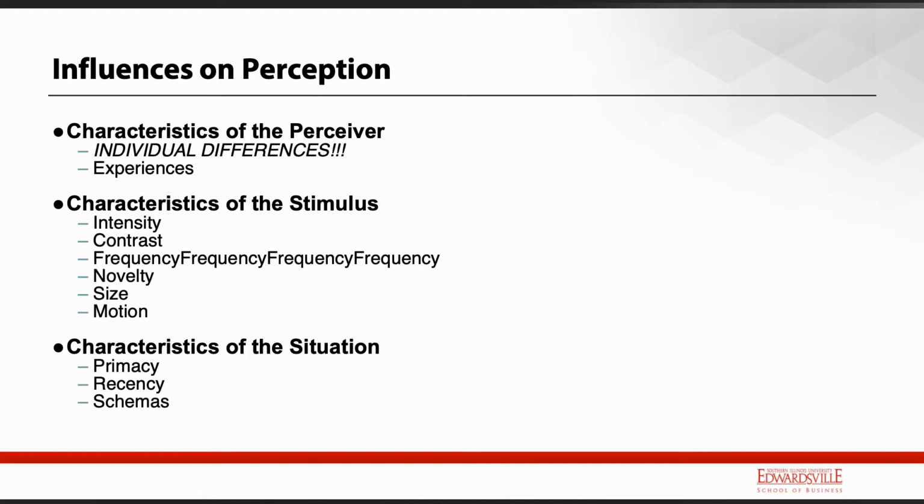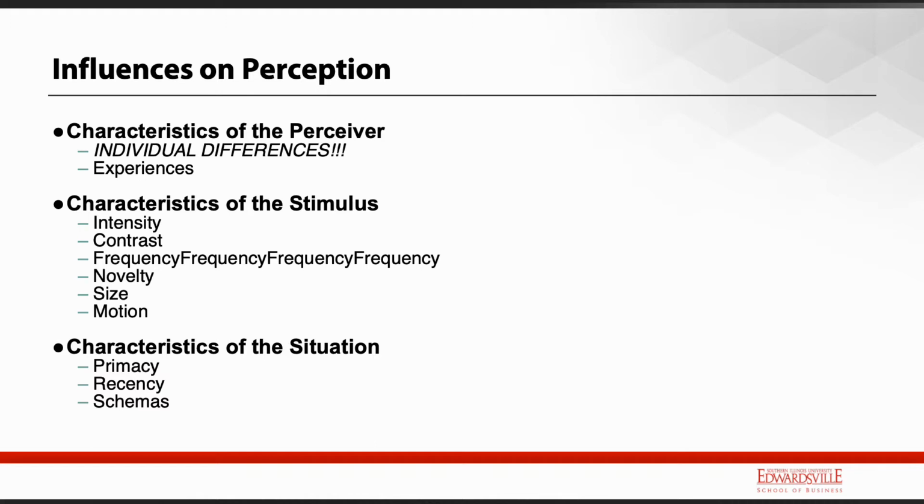There's the intensity of the stimulus, the contrast of the stimulus, the frequency of the stimulus, the novelty of it. If it's unique and different, is it large versus small? Is it in motion or is it not moving? And then we've all heard of the old wives' tale that red sports cars get more tickets. Why? And it's not because they're going faster, it's because they stand out. They contrast and they have an intense color.